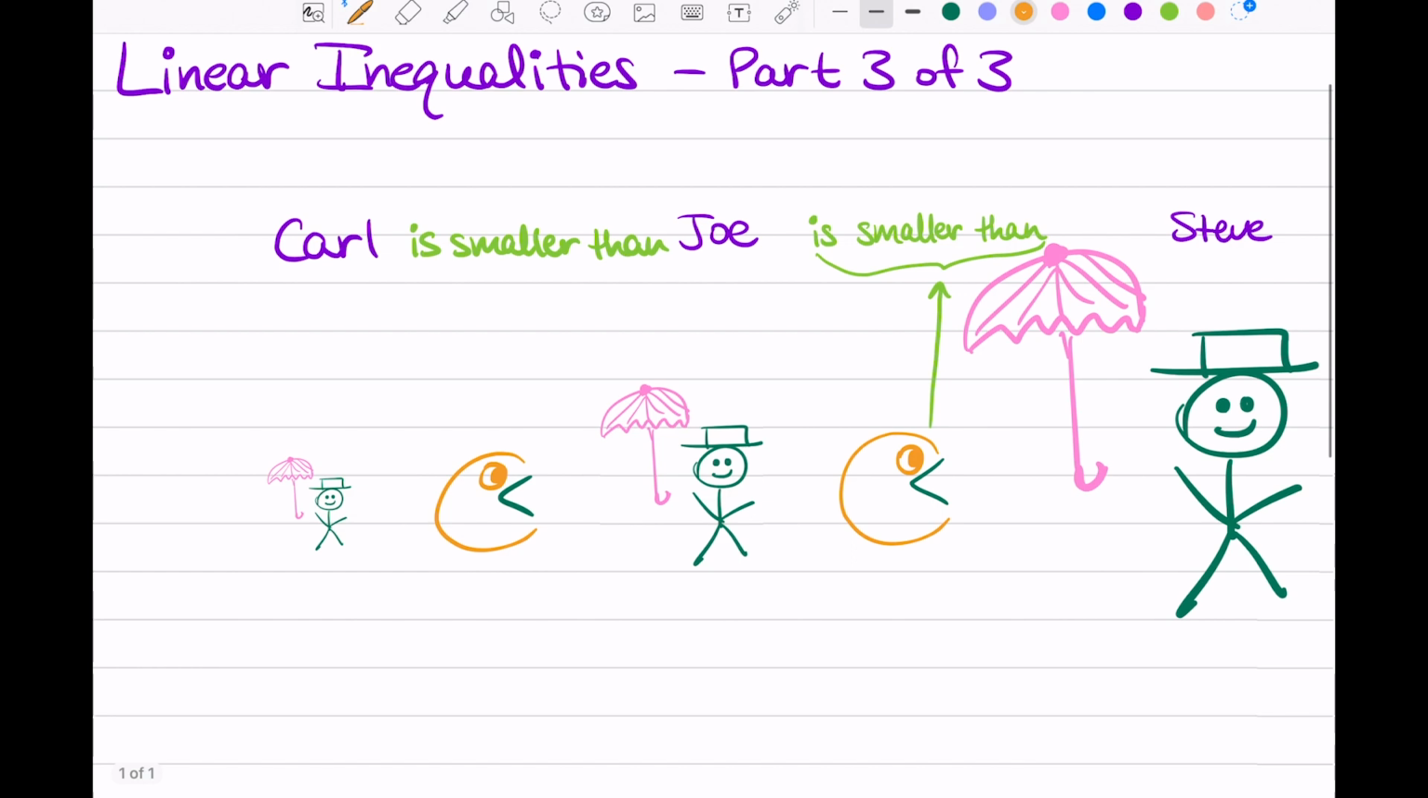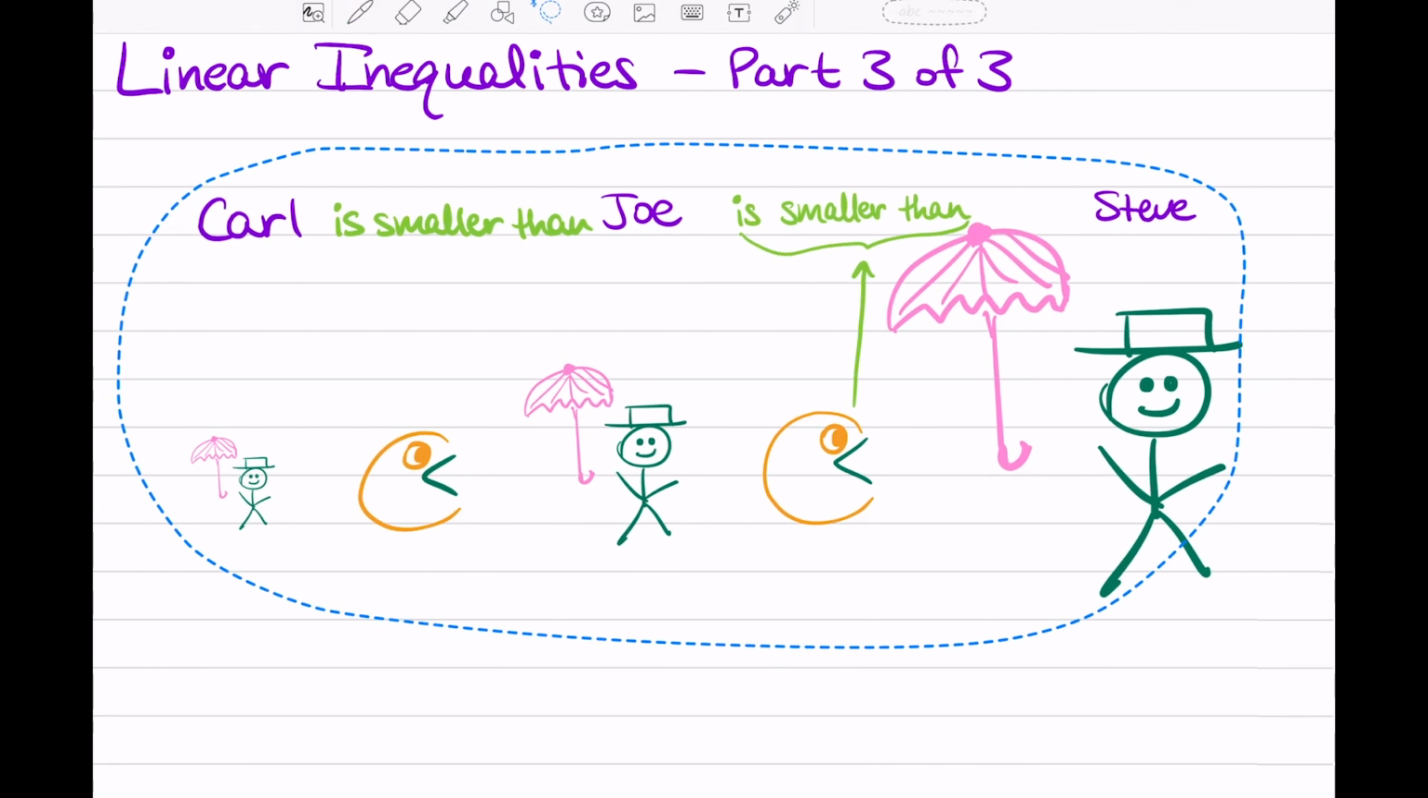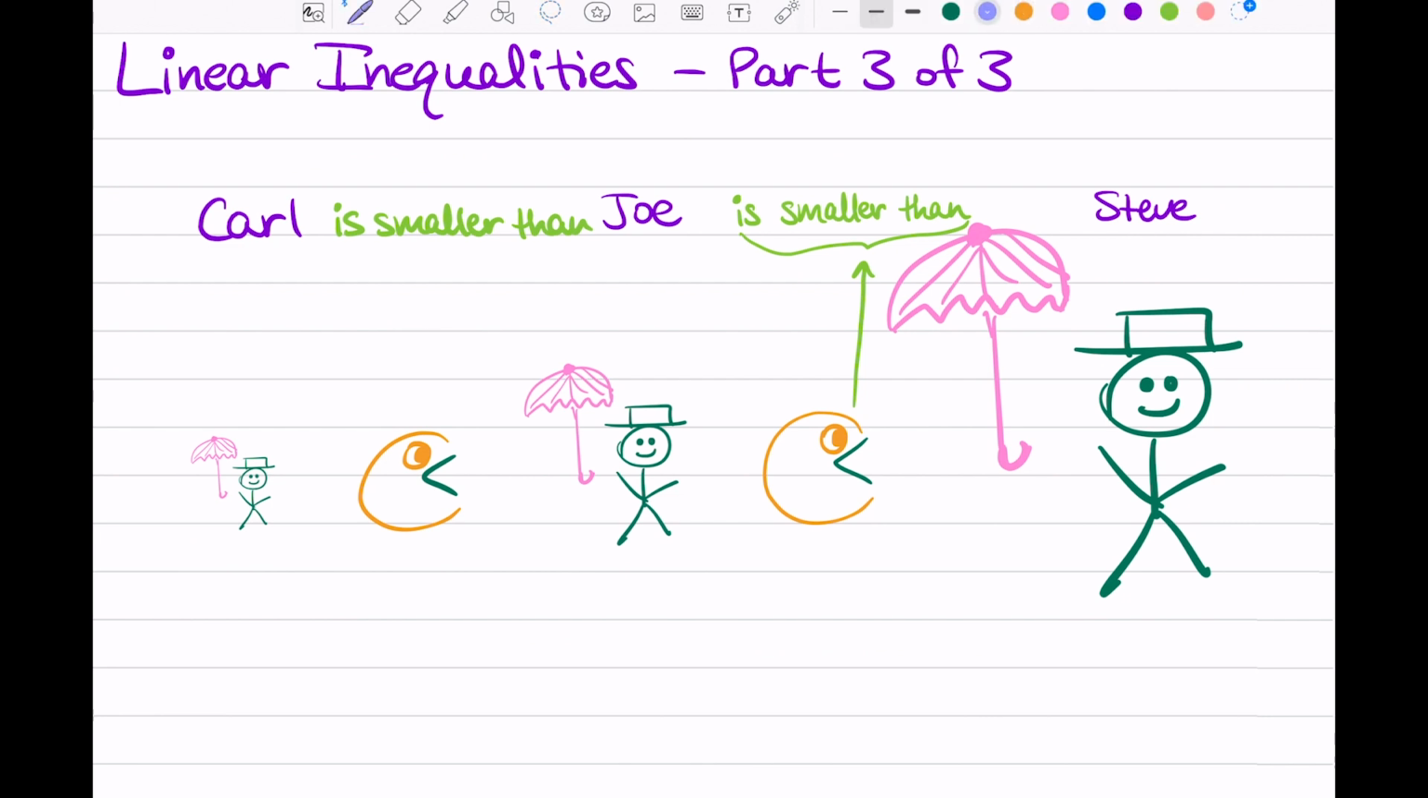So what we're doing here is essentially combining two inequalities. So we have Carl is smaller than Joe, and Joe is smaller than Steve. So we're combining two inequalities to kind of create an order from smallest to biggest. So Carl is smaller than Joe, and Joe is smaller than Steve. Or we can say that Joe is between Carl and Steve.